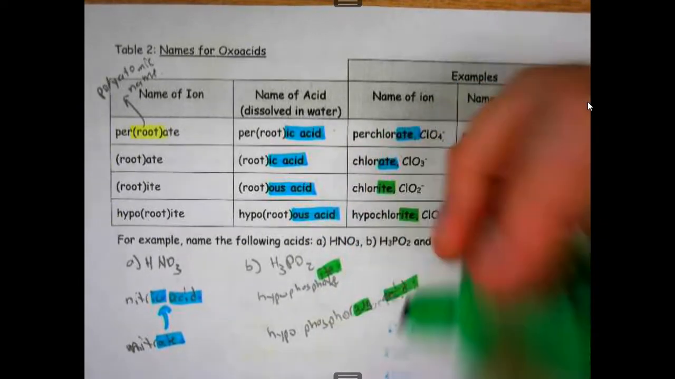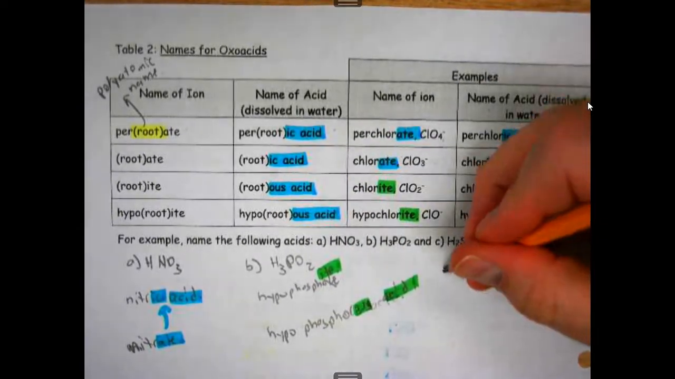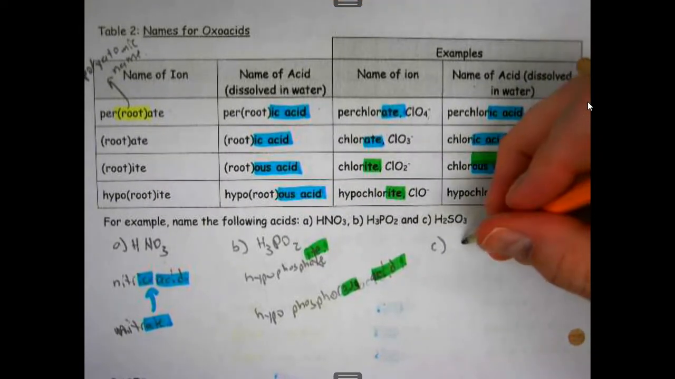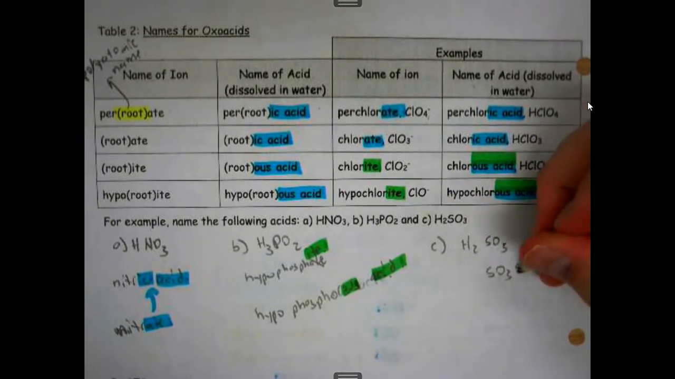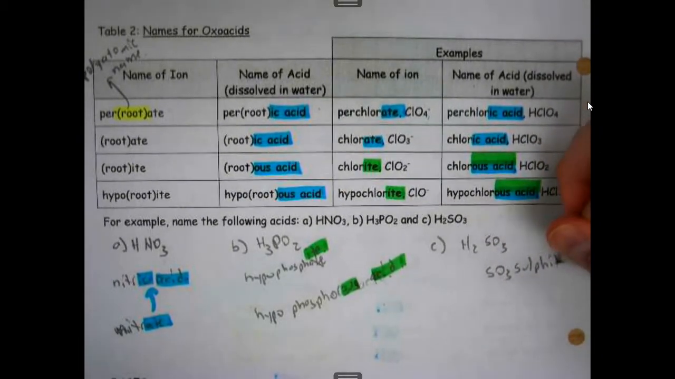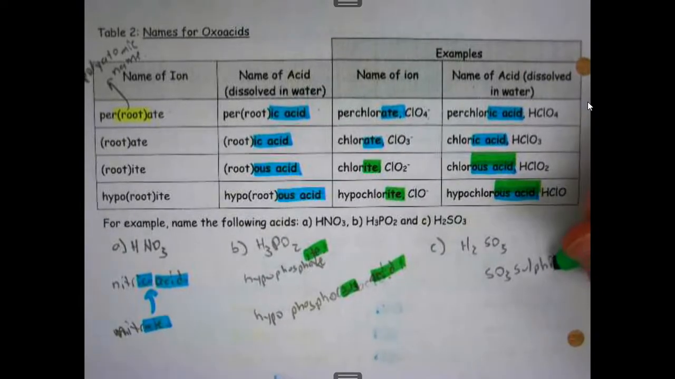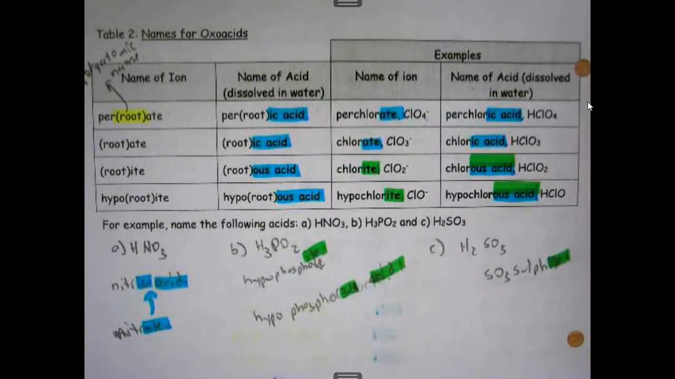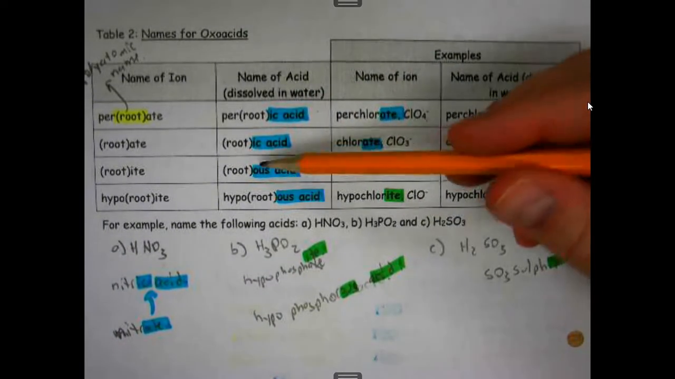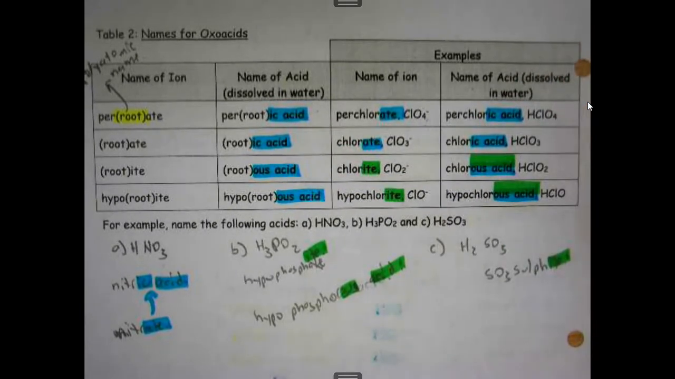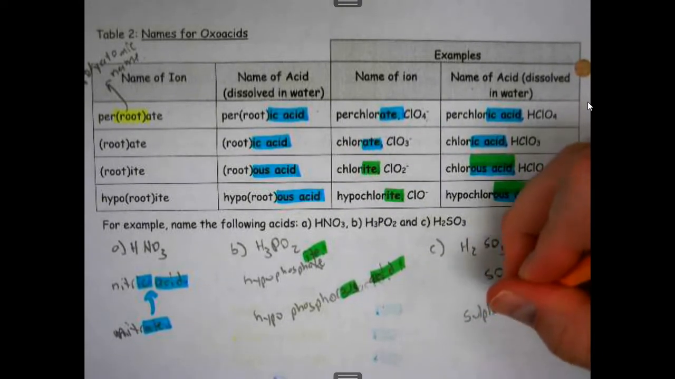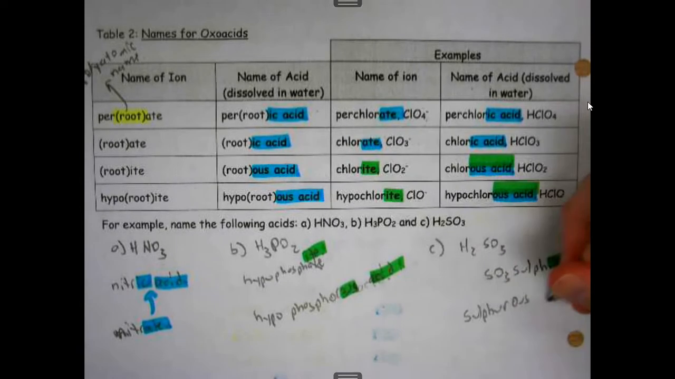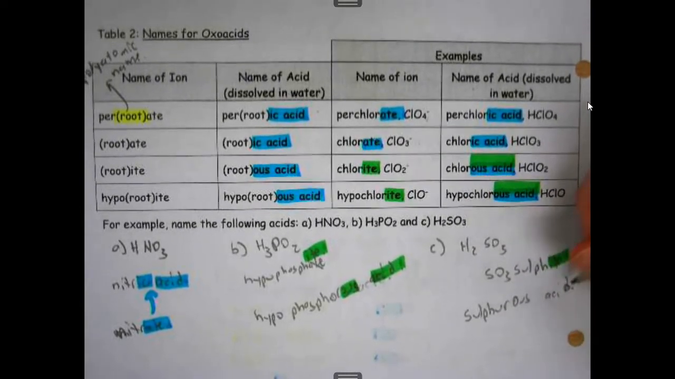Ites become ous's. All right, so you can look at C here. This is H2SO3. So this is SO3, which is sulfite. Okay, so we know it's an ite, and it's 1 less. So we know there's no hypo because that was 2 less. That's why it's got the hypo. This is 1 less, and it's an ite. So I know that this is going to be sulfurous acid because ites become ous.